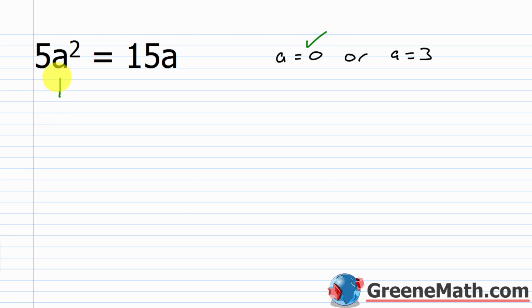If I plugged in a 3 here, I'd get 3 squared, which is 9. 9 times 5 is 45. So that'd be 45. And over here, 15 times 3 is 45. 45 equals 45. So that works out as well. So a is equal to 0 or a is equal to 3. Again, in solution set notation, this is 0, 3 inside of set braces. So either way you want to display it, a equals 0 or a can also be 3.